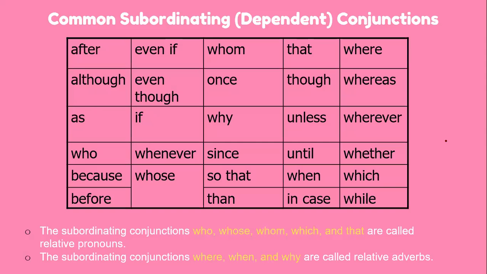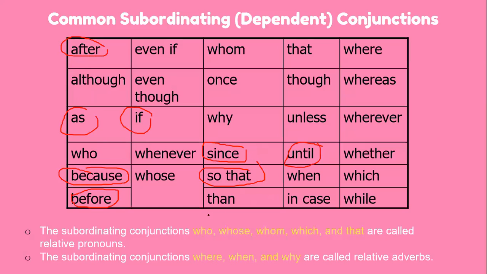Okay. Let's just revise a little bit the subordinating conjunctions. We said that we have a lot of subordinating conjunctions, but most of them that we're going to use are before, after, as, if, because, so that, since, until.